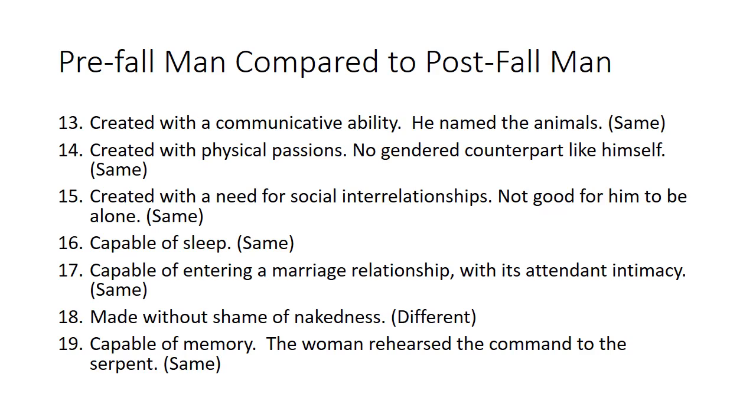Capable of sleep. That's the same pre and post. He was capable of entering a marriage relationship with its attendant intimacy. That's the same pre and post. He was made without shame of nakedness. That's different. At this adult period of his life, he still had no shame of nakedness pre, but post he did, after the fall. He's capable of memory.